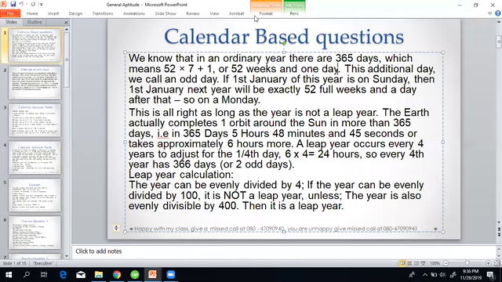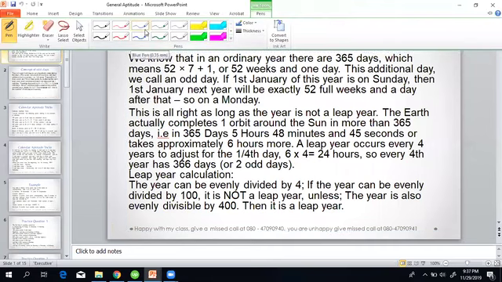The Earth actually completes one orbit around the Sun in more than 365 days. After 365, there are around 6 extra hours it takes to complete the orbit. That's why a leap year occurs every 4 years to adjust those hours. So 6 plus 6 plus 6 plus 6: in 4 years we adjust those 24 hours in one leap year, and that counts as 366 days, or two odd days.